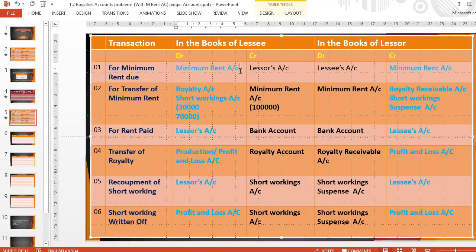So here the necessary ledger accounts: one is minimum rent account, the second ledger account we need to prepare is lessor's account, the third one royalty account, and the fourth one short workings account. Apart from these 4 ledger accounts, which are all the supporting ledger accounts, only if they ask in the problem specifically do we need to prepare bank account, production account or profit and loss account. Otherwise, the basic ledger accounts are minimum rent account, lessor's account, royalty account and short workings account.